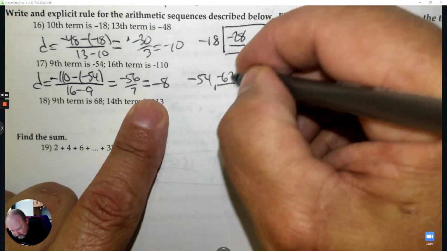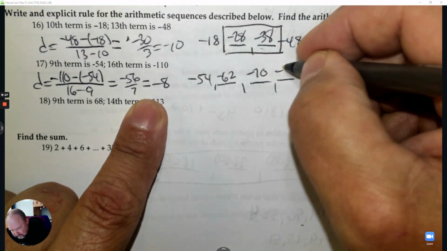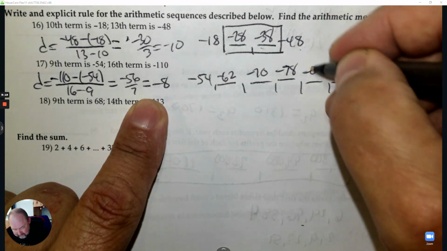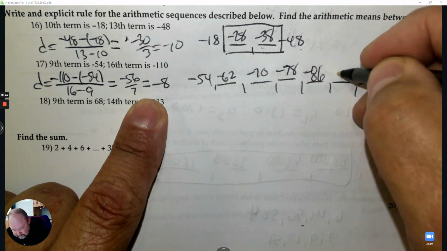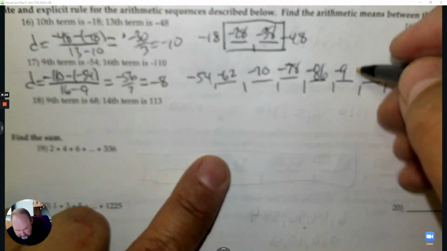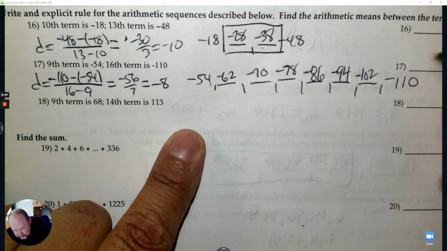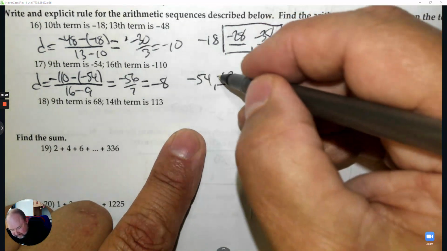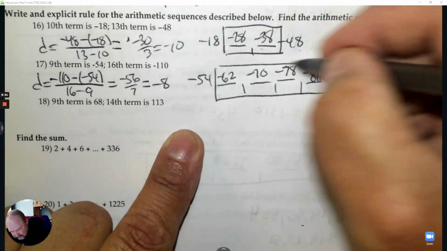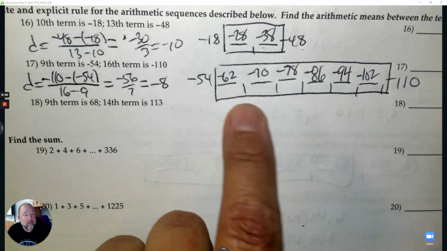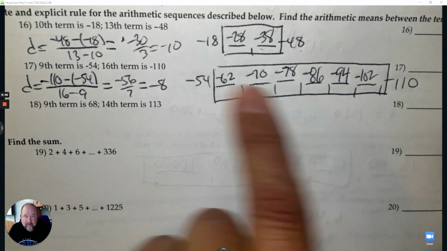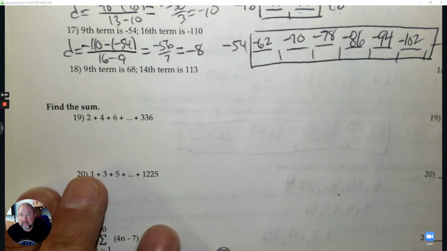Let's see if I can keep subtracting 8 without making a mistake. I think I did it. You have your numbers. So those are the arithmetic means in between the two numbers that you're given. One more time.